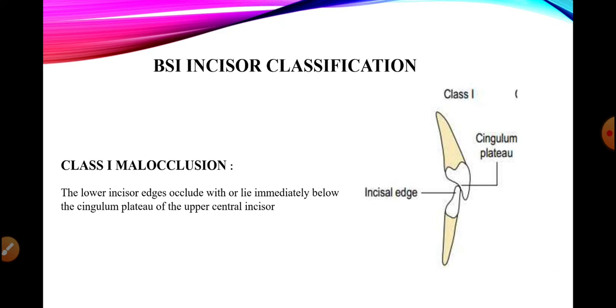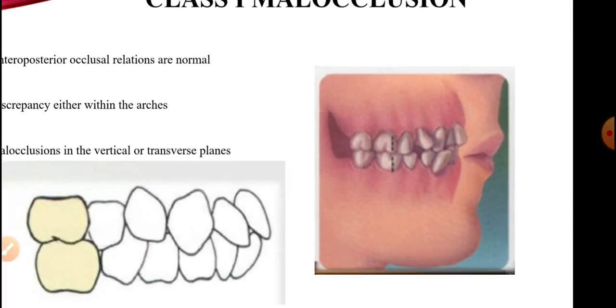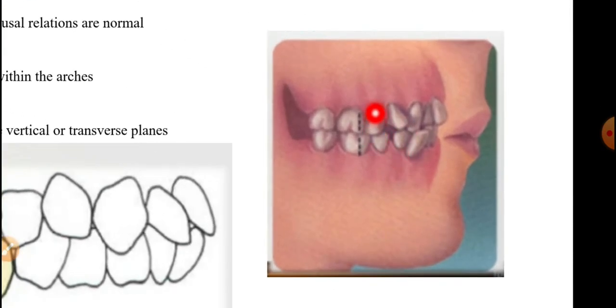And in class 1 malocclusion, there will be disharmony present in the arch, for example rotation, crowding, as I mentioned earlier. So with the class 1 malocclusion, according to either Angle or the incisor classification, what is present is the anteroposterior relationship. The anteroposterior relationship of the occlusion is lying in the normal range, whereas the discrepancy is present within the arches, as we can see here.